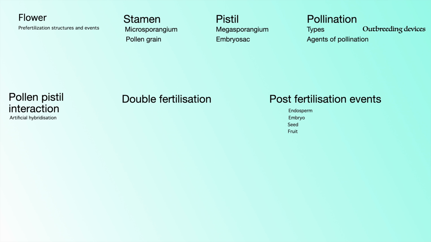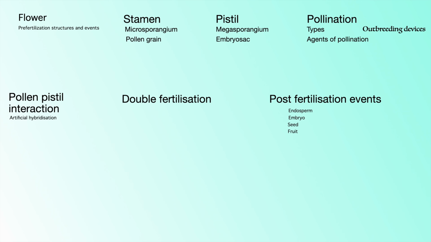Now let us discuss the embryo. It develops at the micropylar end of the ovule where the zygote is formed. Early stages of development of the embryo are the same in monocotyledons and dicotyledons. The zygote develops into proembryo. Proembryo develops into globular, then heart shaped, then into mature embryo.